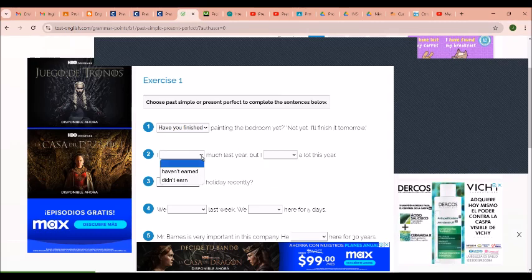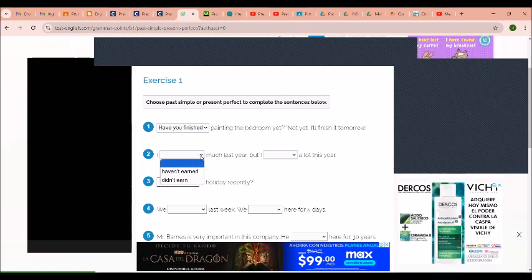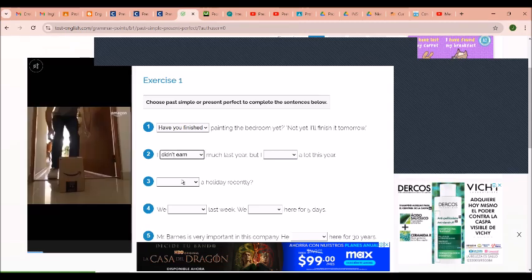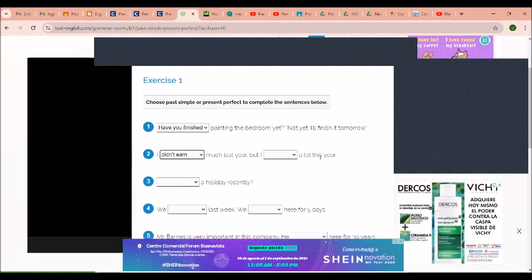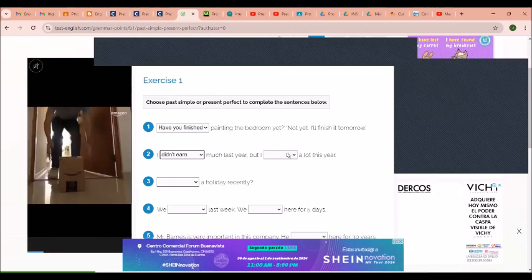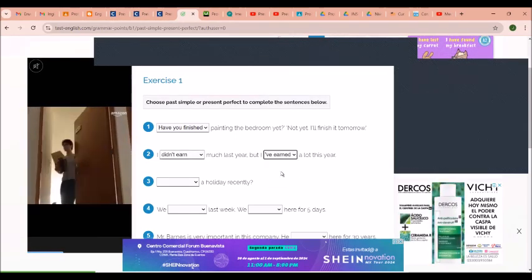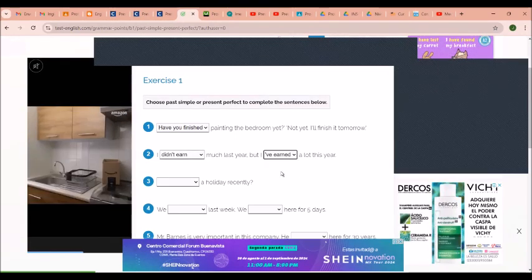All right. So the first part we have last year. So we know this is past simple. Last year, completed and finished. I didn't earn, no gane. All right. I didn't earn much last year. But this year is the present. So we would use the present perfect. But I have earned a lot this year.